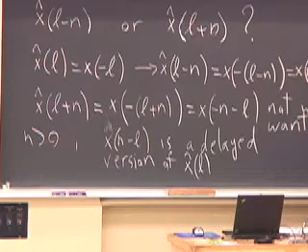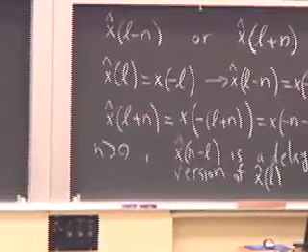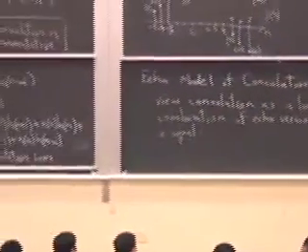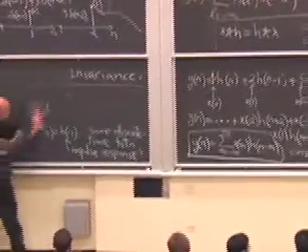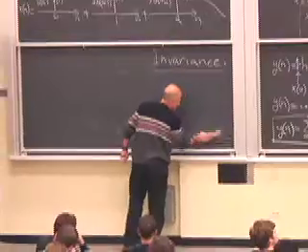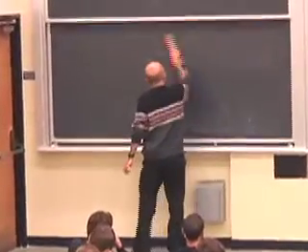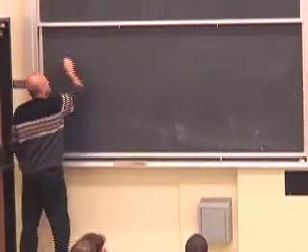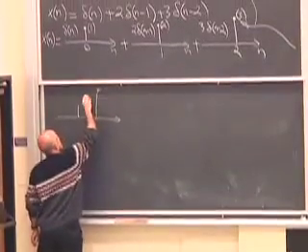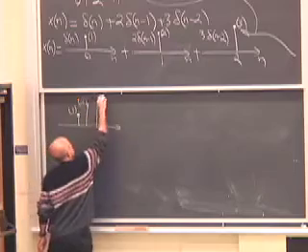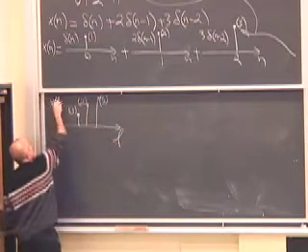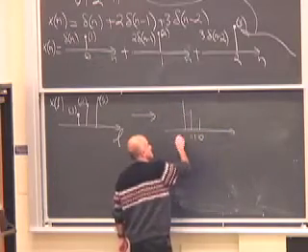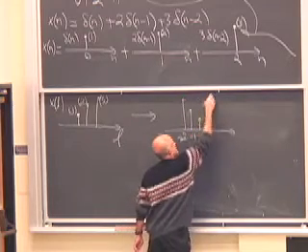So let's do that for this example. This, by the way, is something that's ordinarily done by computers these days, but you should be able to do it by hand for very simple examples. So here we have x, which is that. So x of L, we plotted 1, 2, 3. You flip it: 0, minus 1, minus 2. So this is x of minus L.